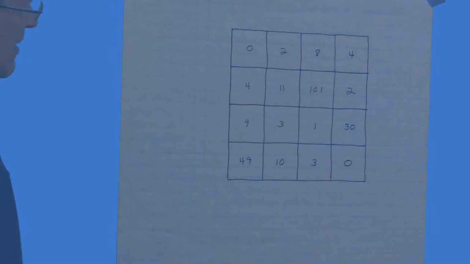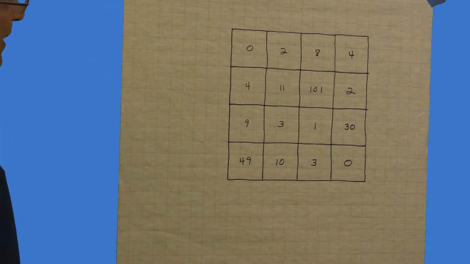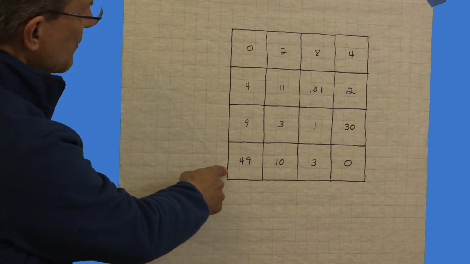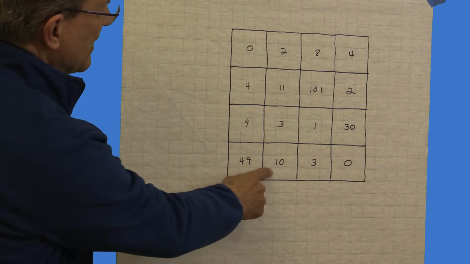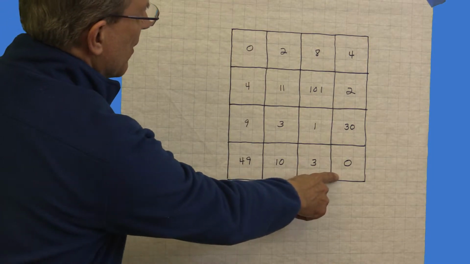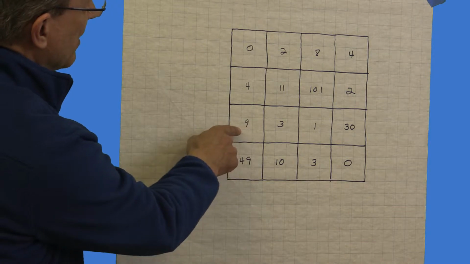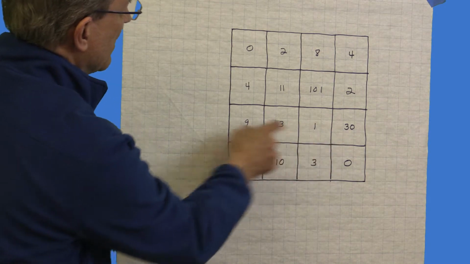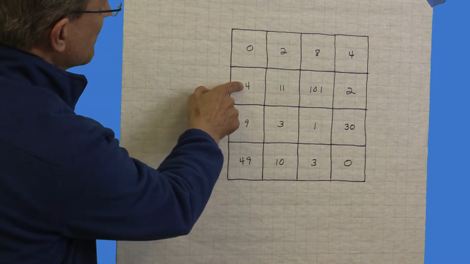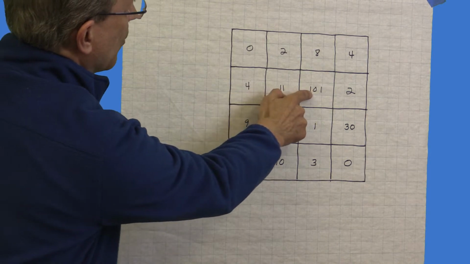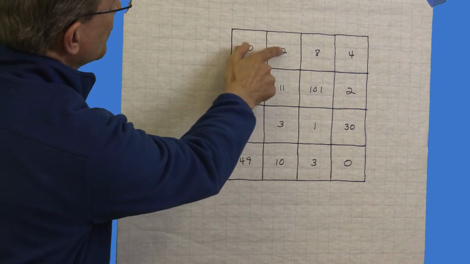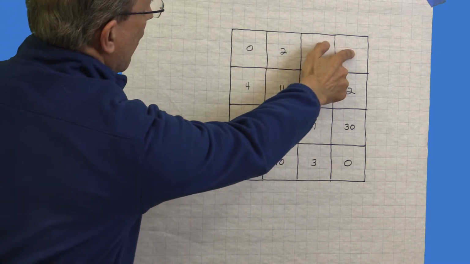The camera is now zoomed in onto the 4x4 grid on the wall. I'm going to read the numbers out to you, and I'm going to start with the lowest row here. In the first row, the numbers are 49, 10, 3, and 0. And the next row up, the numbers are 9, 3, 1, and 30. And then the next row above that is 4, 11, 101, and 2. And finally, the top row is 0, 2, 8, and 4.